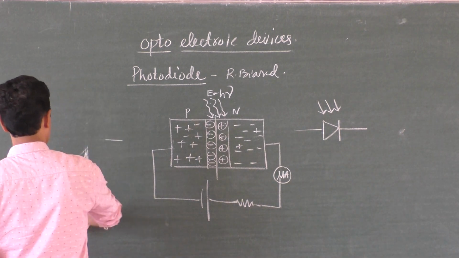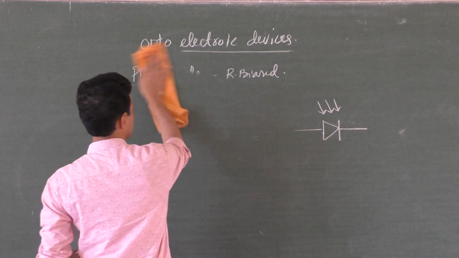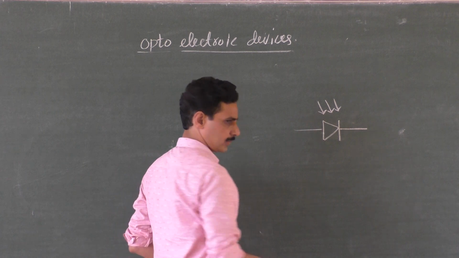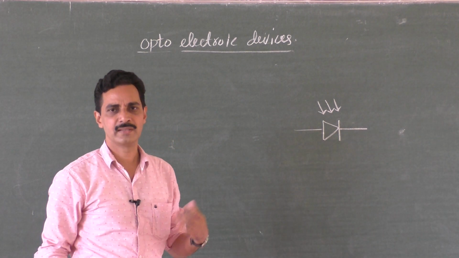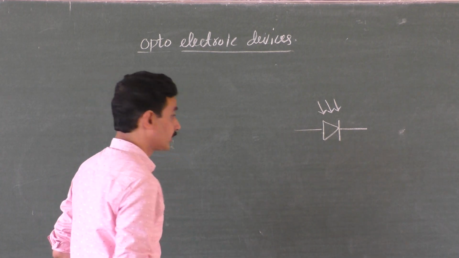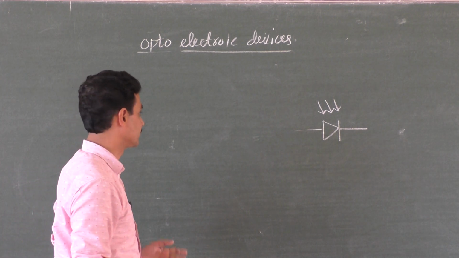Now the other one, another diode. I'll rub this. The only thing that will be asked in the exam is what a photodiode is and how it is used, whether in forward bias or reverse bias. It is reverse bias. And write the symbol, or write an application of the photodiode. Photodiode converts light energy into electrical energy. That is the main purpose.